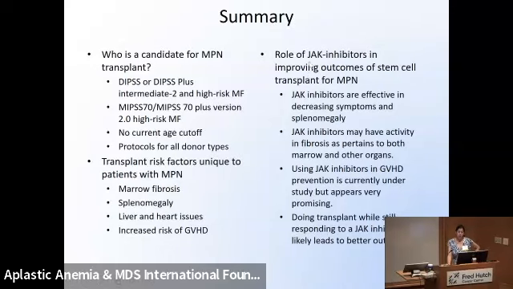And what are the roles of the JAK inhibitors in improving the stem cell transplant? They're effective in decreasing symptoms and splenomegaly. They may have activity in fibrosis in the marrow, but also in other organs. Using the JAK inhibitors in GVHD prevention is under study, but it seems to be very promising. And doing the transplant while still responding to the JAK inhibitor likely leads to better outcomes.